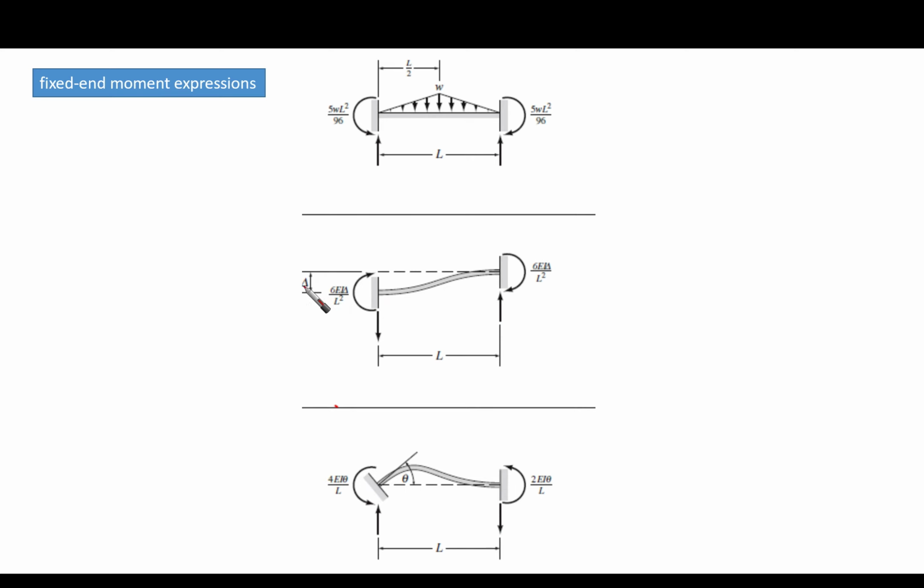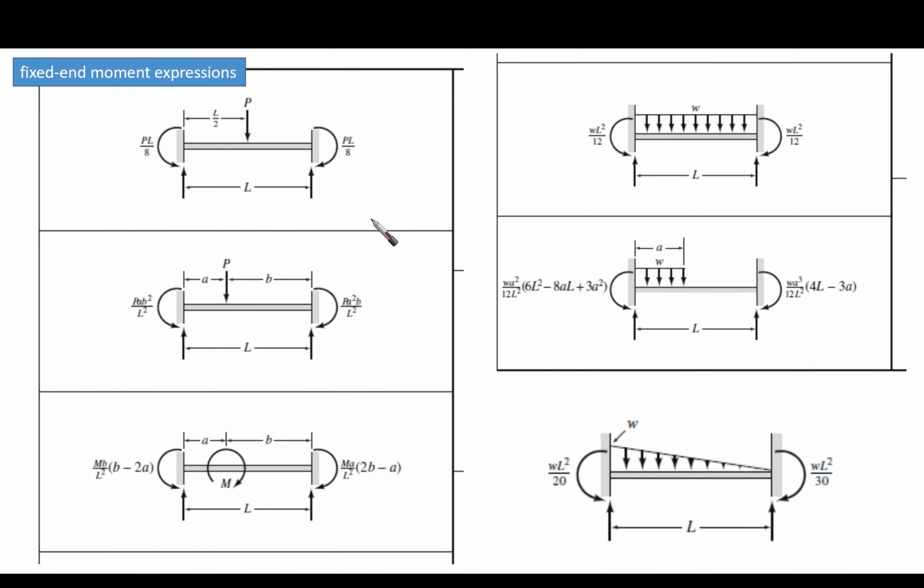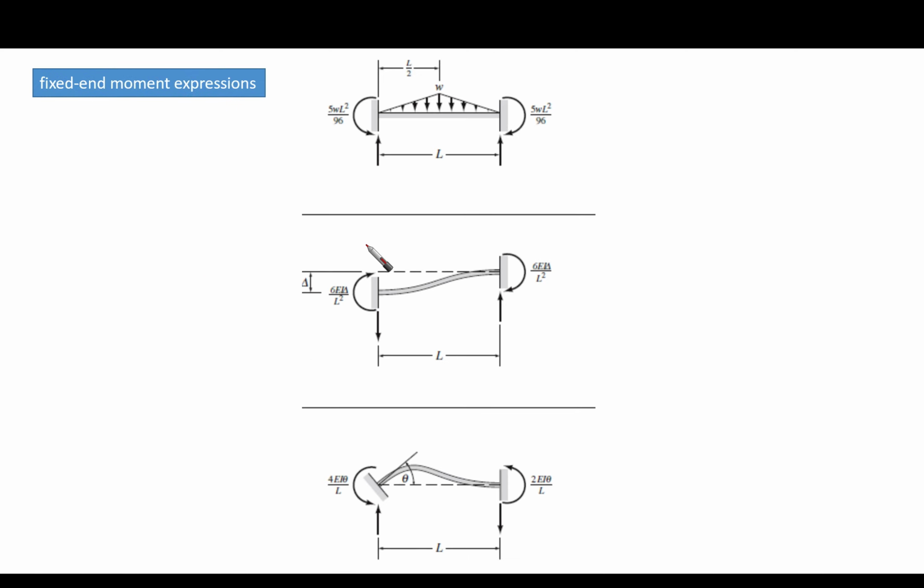So if we have a unit settlement delta at one end, what is the moment that is going to be developed? It is here 6 EI delta over L squared, and here the same also. If there is a rotation, which is unit radian, for example, the moment is going to be 4 EI theta over L here, and 2 EI theta over L here. Okay, so these are the fixed end moments for all the conditions that you might face whenever you solve such kind of slope deflection problems.